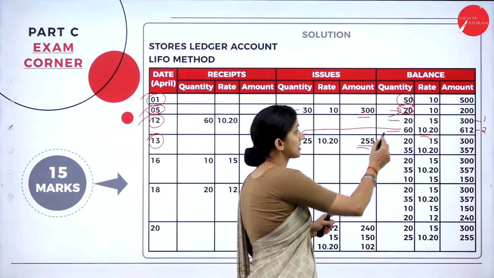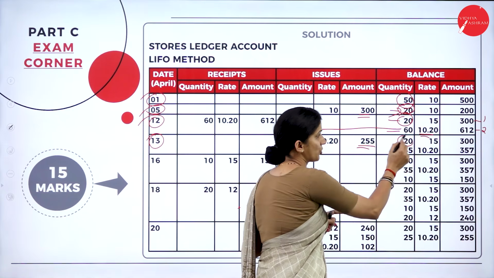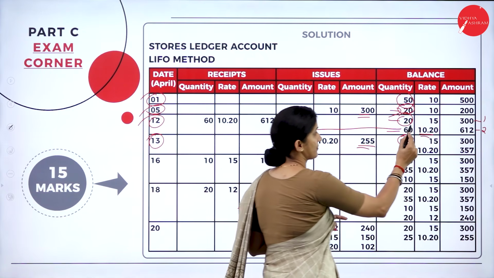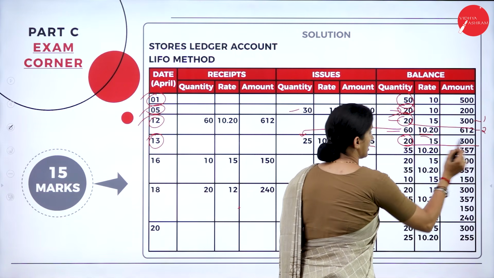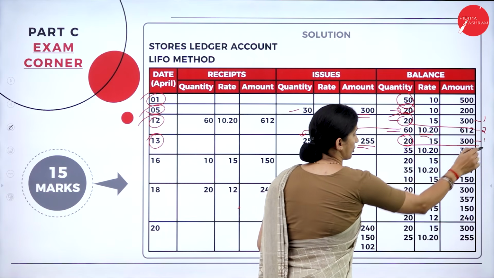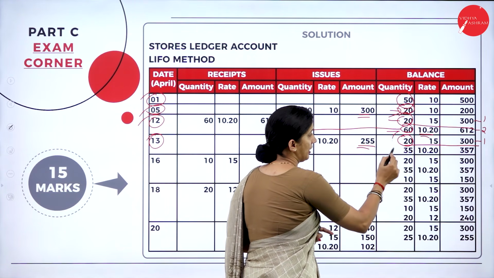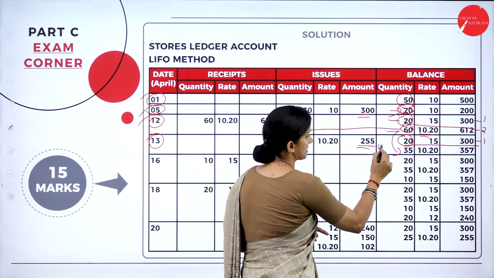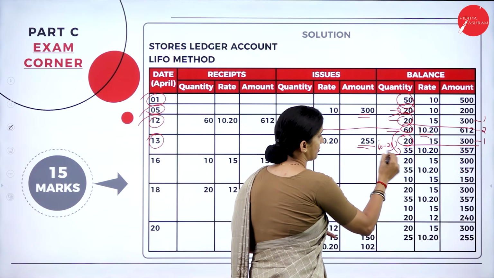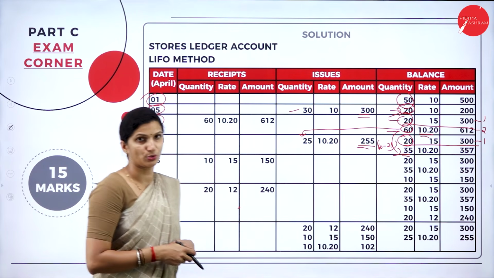So the balance of the first lot, no changes, you will write as it is. This is lot 1. And in lot 2, we have issued 25. So 60 minus 25, we have remaining 35 units.